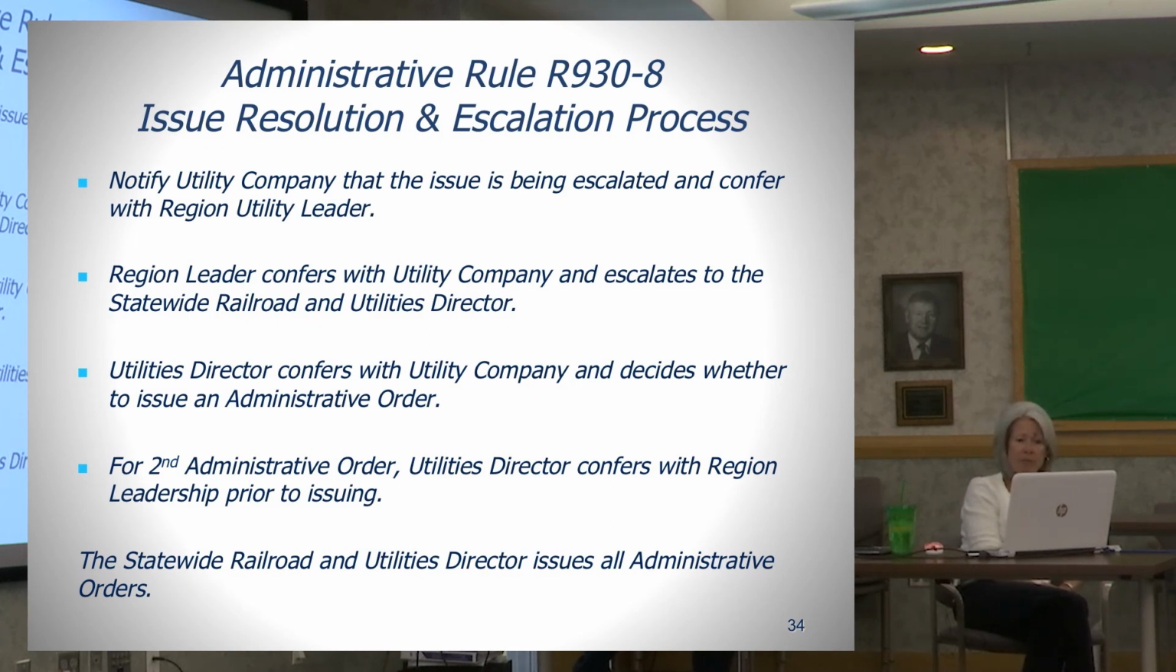If that doesn't work, the utility leader escalates it to the statewide utilities director. The utility director also confers with the utility company and decides whether an order is appropriate. If it reaches the point of a second order, the utility director will confer with the region leadership and inform them of the situation, and then it will go from there.